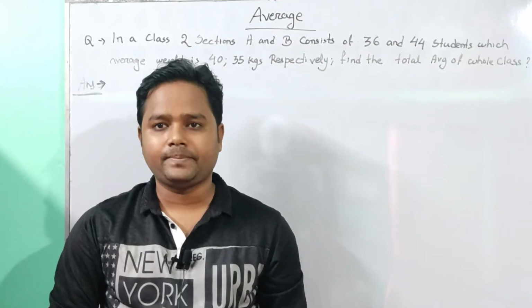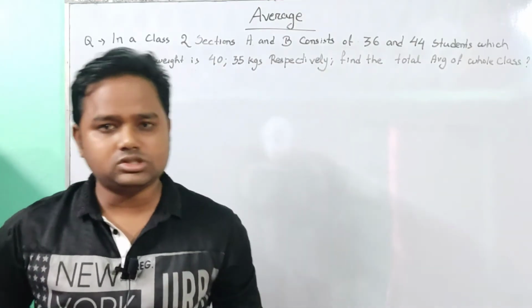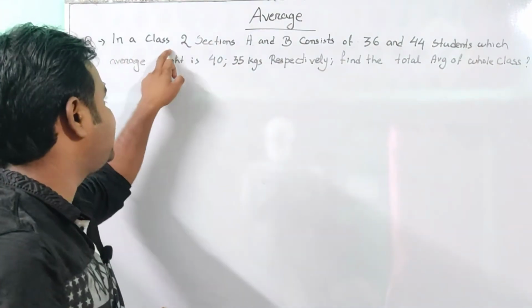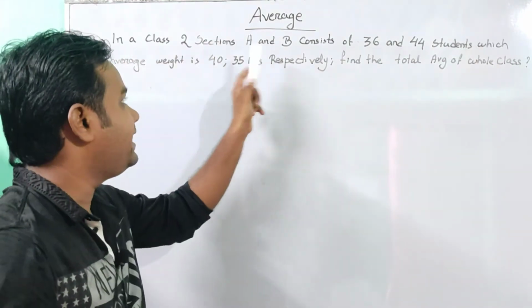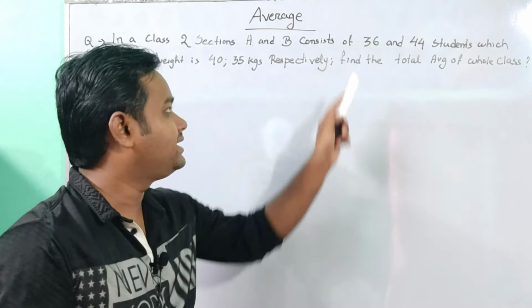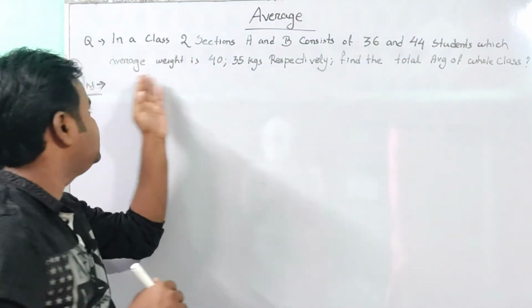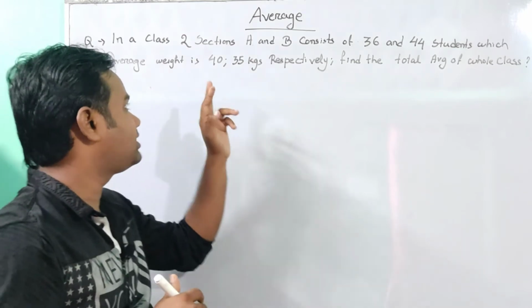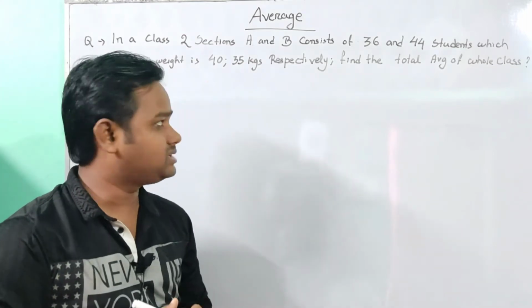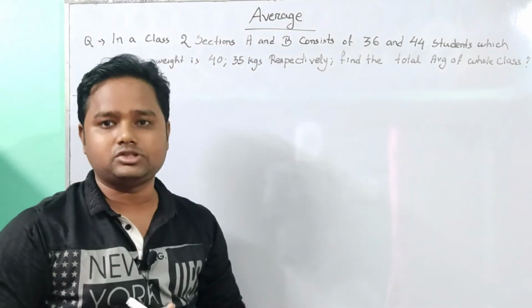Now let us try another type of problem. The question asks: in a class, two sections A and B consist of 36 and 44 students respectively, whose average weights are 40 and 35 kg respectively. Find the total average of the class.